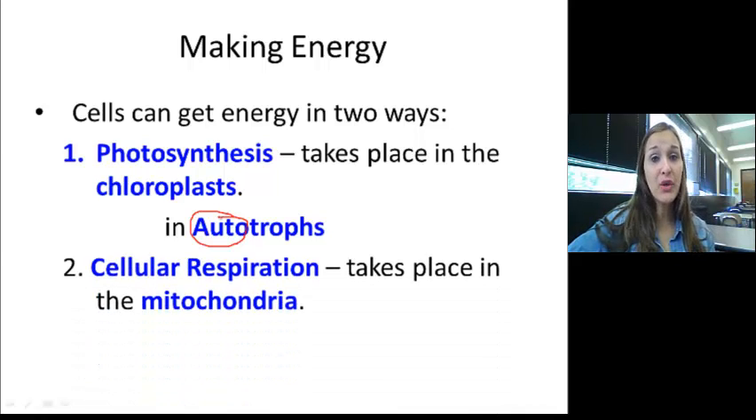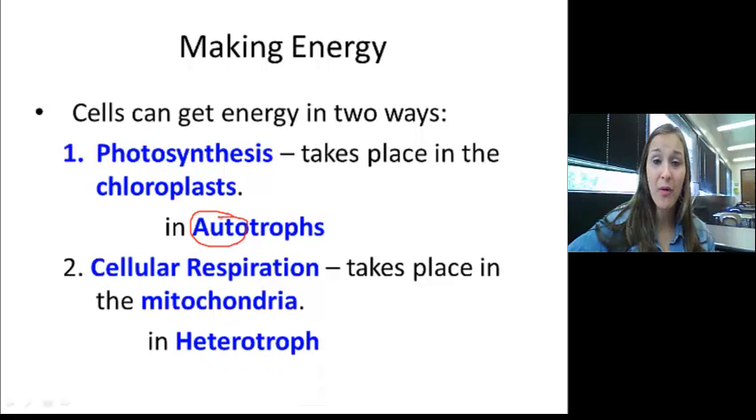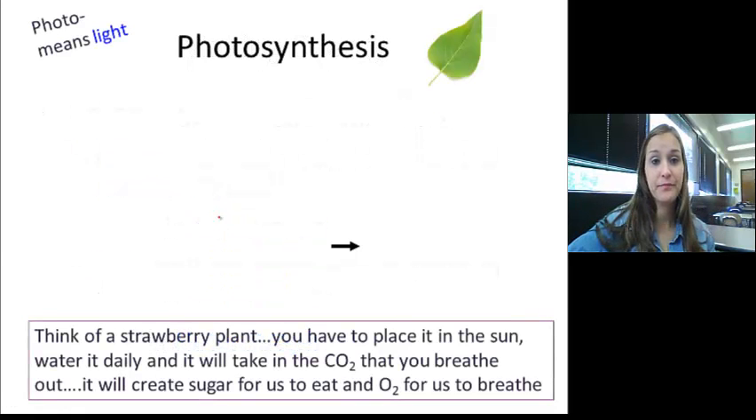What we use is something called cellular respiration. This is taking place in our mitochondria, our powerhouse of the cell. This is because we are heterotrophs. We're getting our food from somewhere else. We're either eating plants or meat. So let's learn a little bit more about photosynthesis and cellular respiration.